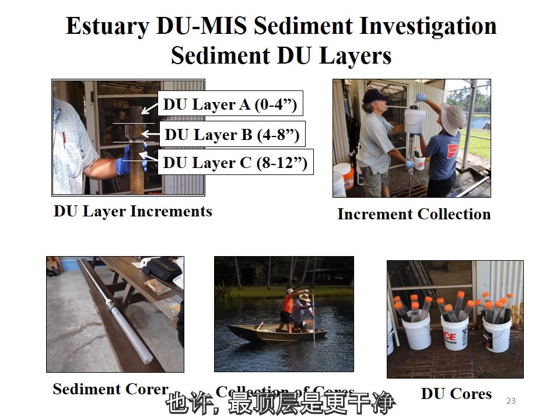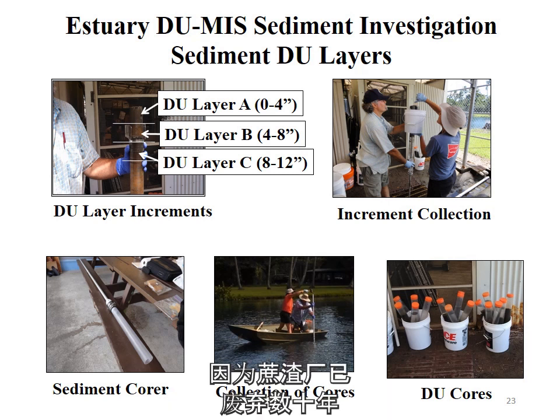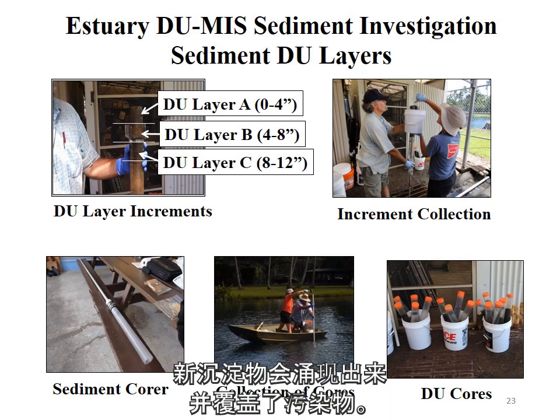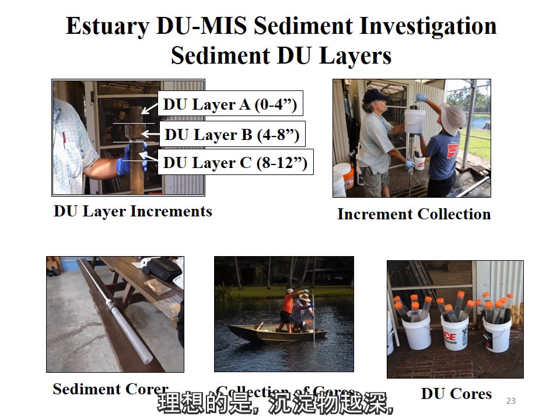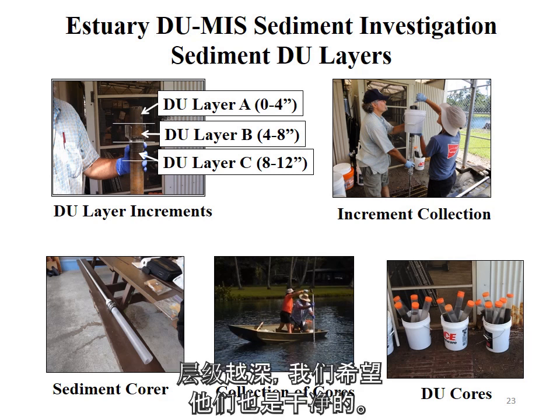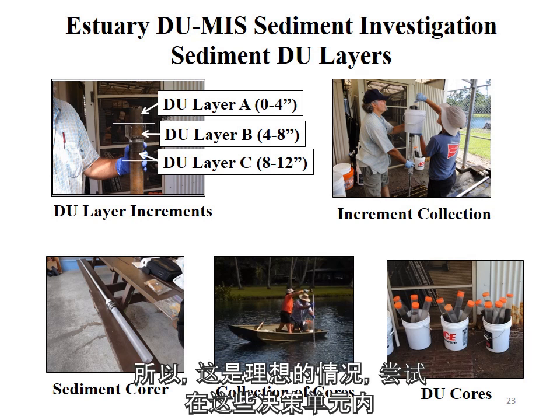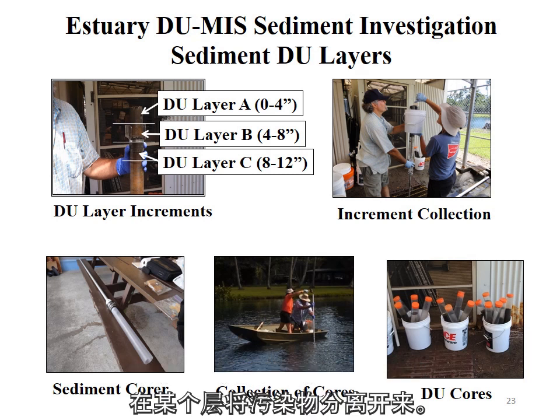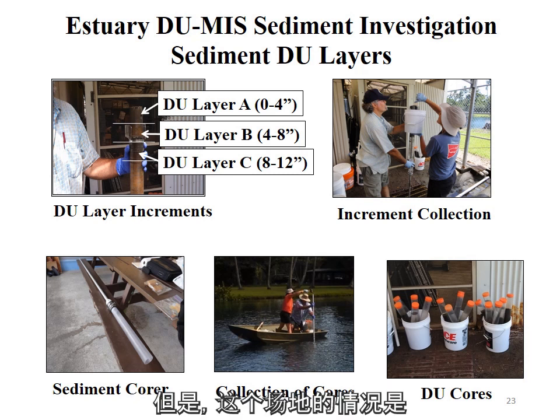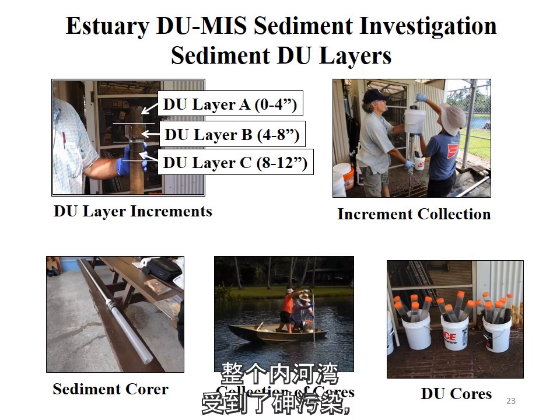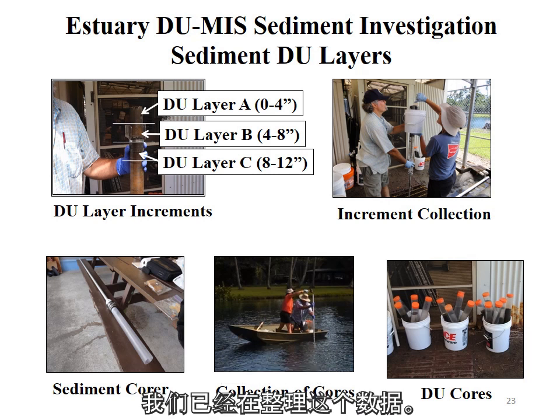Maybe the top layer was cleaner because the Canec plant had been out of business for decades, and new sediment had come in and capped the contamination. And then ideally, the deeper layers, we were hoping they would be clean also. So that was the idea, to try to isolate the contamination within a specific layer within these DUs. But what happened at this site is the entire estuary was contaminated with arsenic, and we're still working on that data. And in most cases, from the top to the bottom decision unit layer.